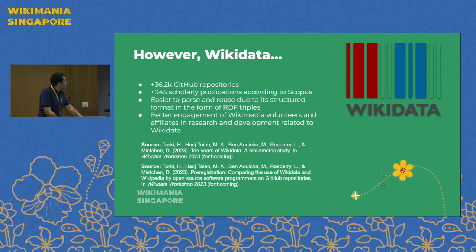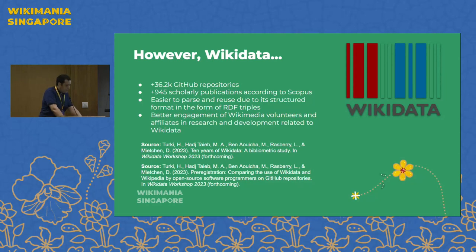However, concerning Wikidata, there are 36.2 hundred GitHub repositories and 945 publications, and it seems that it allows better engagement of Wikimedia volunteers and affiliates in research and development related to Wikidata. And that's why we find a lot of Wikimedians that do some successful research works in scholarly publications related to Wikidata and not related to Wikipedia.